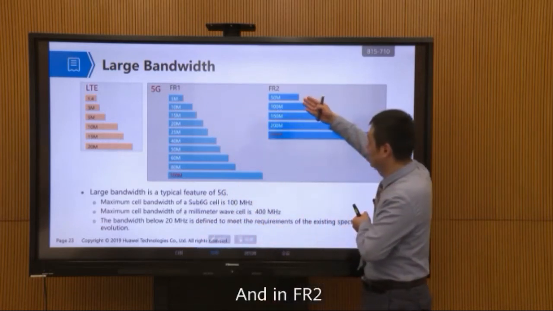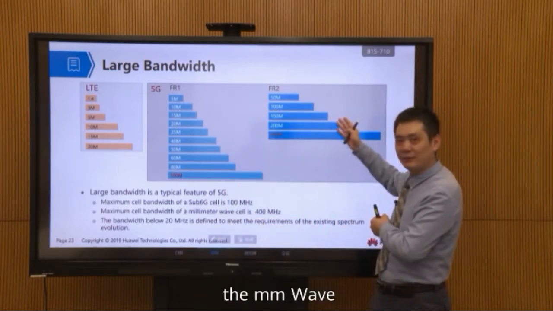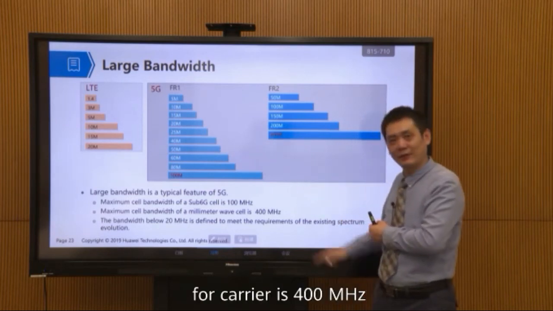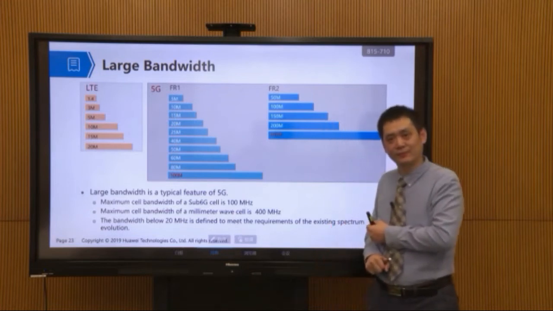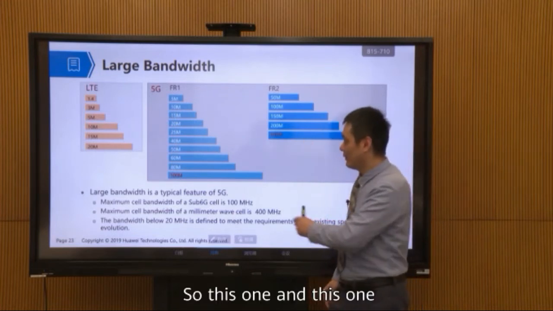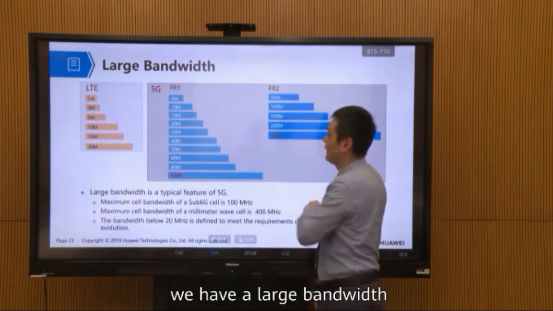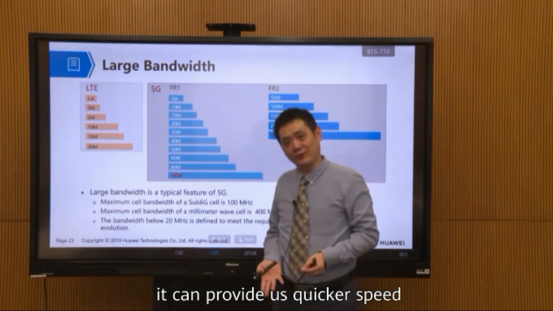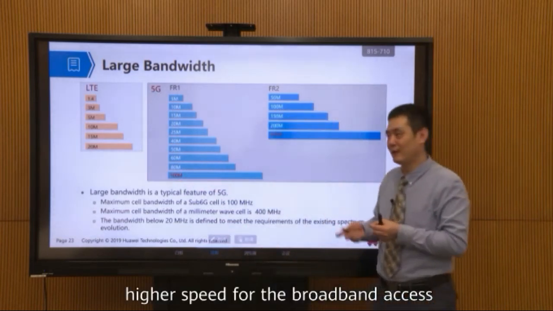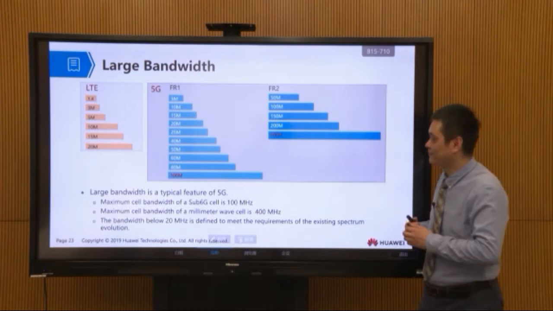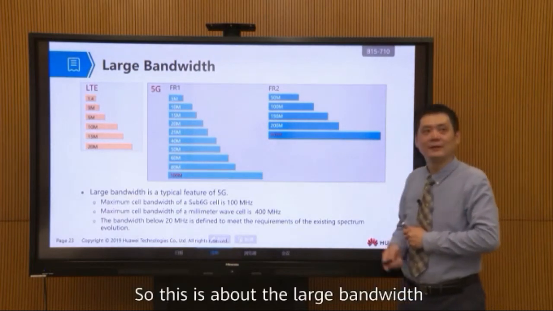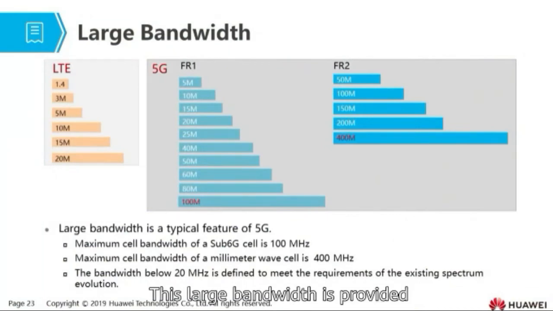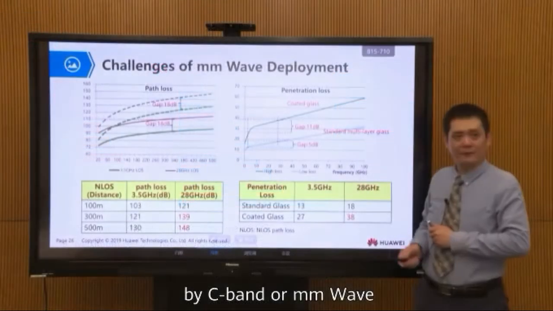And in FR2, the millimeter wave, the maximum bandwidth of a carrier is 400 megahertz. It's very big. So with this one and this one, we have large bandwidth. Of course, it can provide us higher speed for broadband access. So this is about the large bandwidth. These large bandwidths are provided by C-band or millimeter wave.